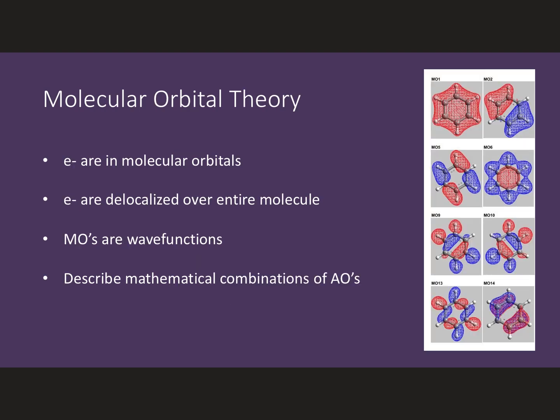And the way we're going to do that is through what we call molecular orbital theory, which has a few key tenets to it. Specifically, we're going to say that in a molecule, the electrons are in what we call molecular orbitals. And a molecular orbital is kind of what it sounds like. It's an orbital over the entire molecule. So for example, over here on the right-hand side, we're showing the molecular orbital diagrams of benzene. So here's one where we see an orbital that shows electron density all over the ring.